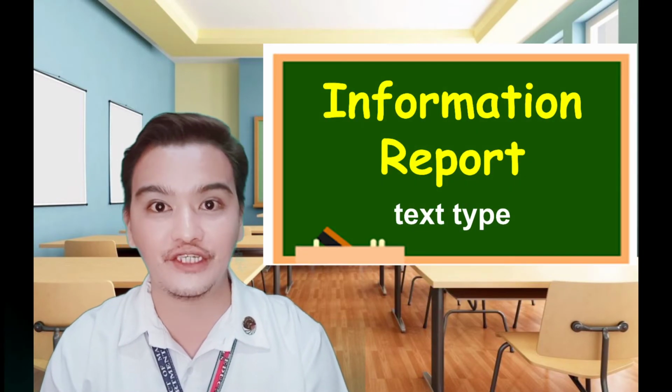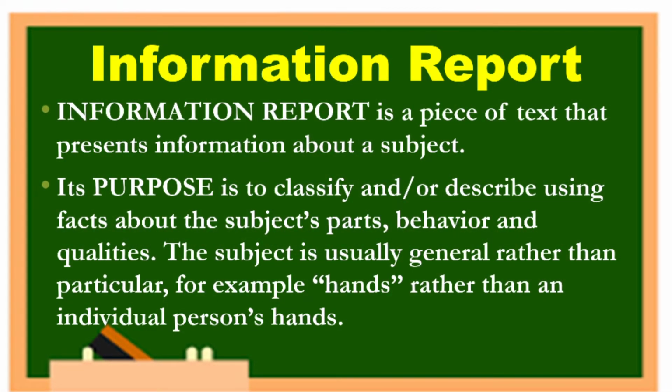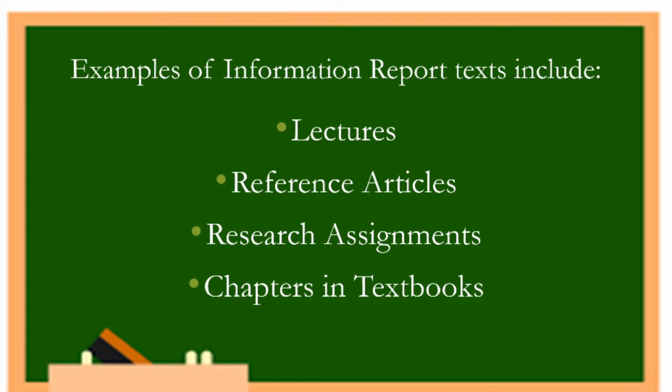Now let's proceed to the next text, which is information report. So information report is a piece of text that presents information about a subject. Its purpose is to classify and or describe using facts about the subject's parts, behavior, and qualities. The subject is usually general rather than particular, for example, hands rather than an individual hand. So here are the examples of information report: lectures, reference articles, research assignments, and chapters in textbooks.